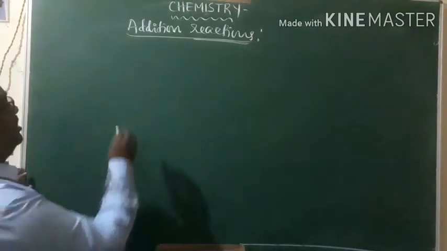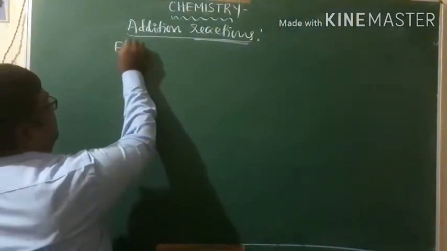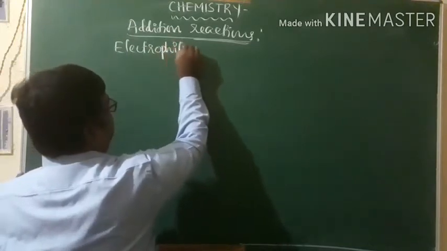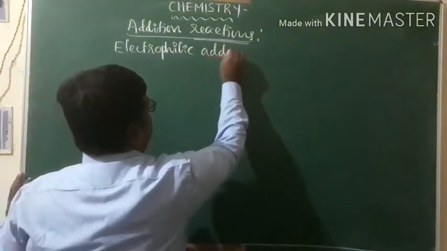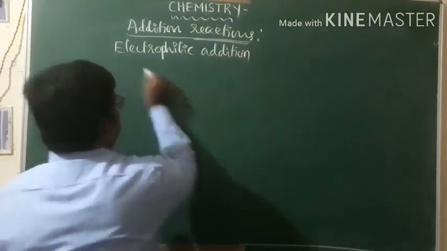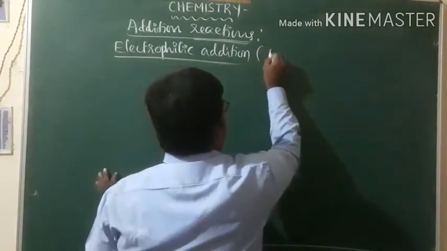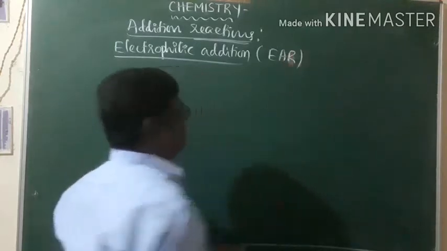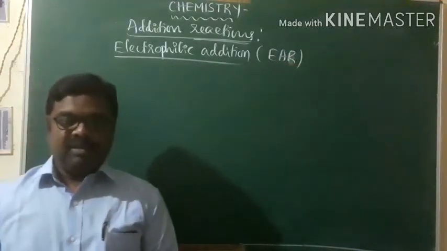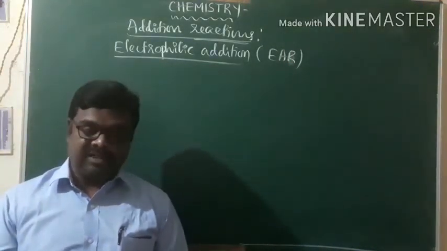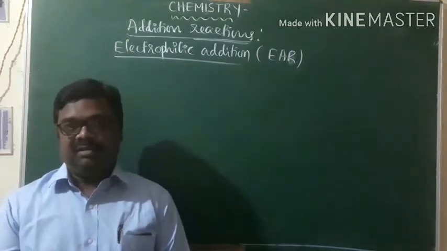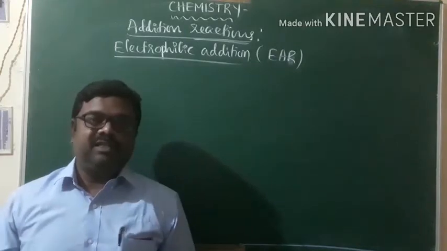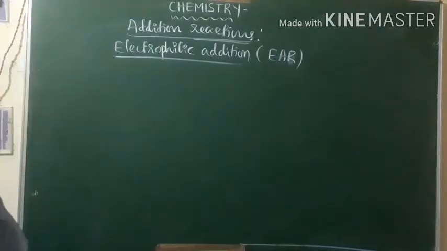In addition reactions also, we have different types. One is electrophilic addition reactions, which I just abbreviate as EAR. Like that we have nucleophilic addition reactions. Then we have free radical addition reactions. These are the three types of addition reactions that we come across in organic reactions.